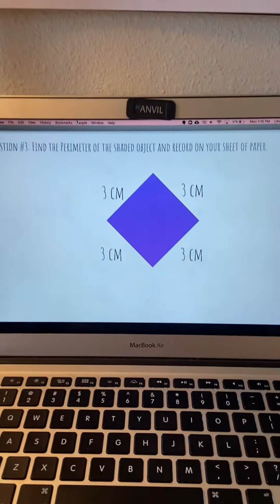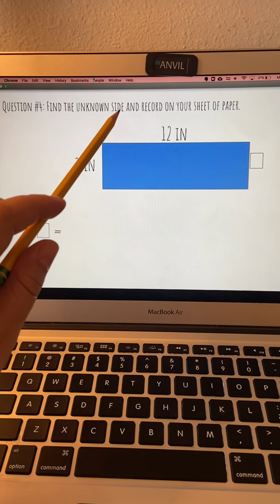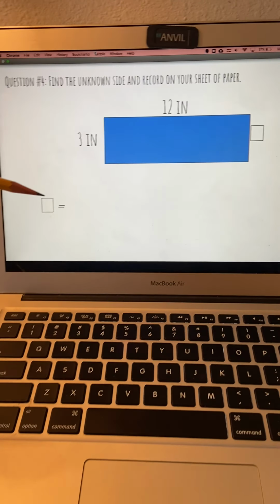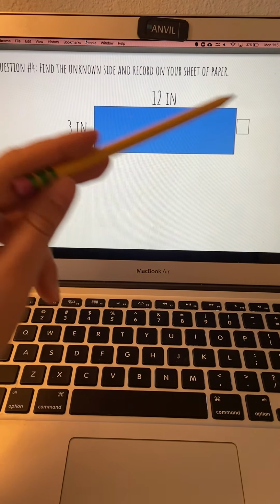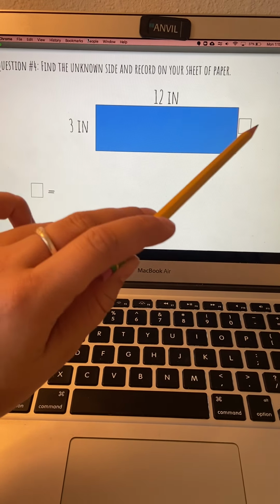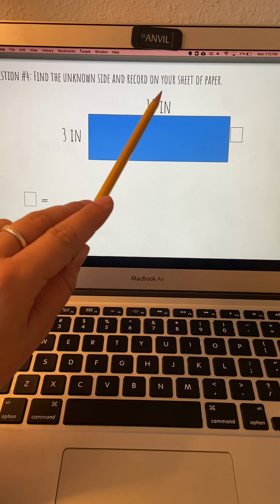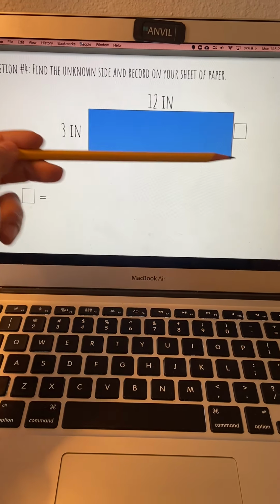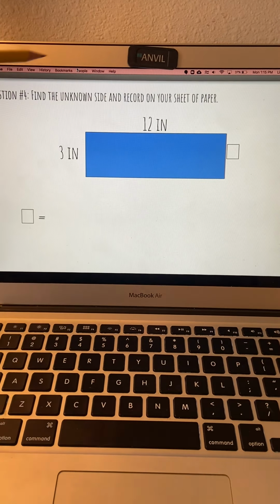Okay. Next one. Question number 4, find the unknown side and record on your sheet of paper. Okay, so remember from the video on Monday, I told you that opposite sides are the same length in a rectangle or in a square. So since this top part is 12 inches, the opposite side, the parallel line, the line that runs directly across from it, is also 12 inches.